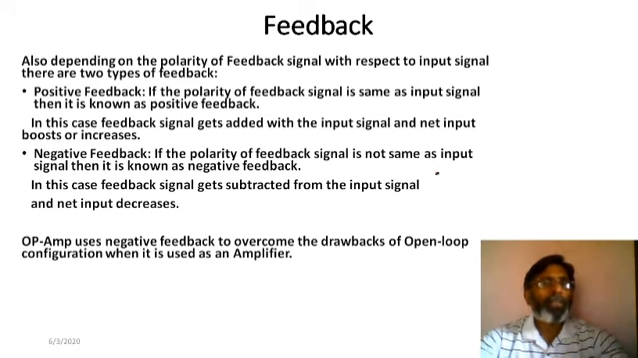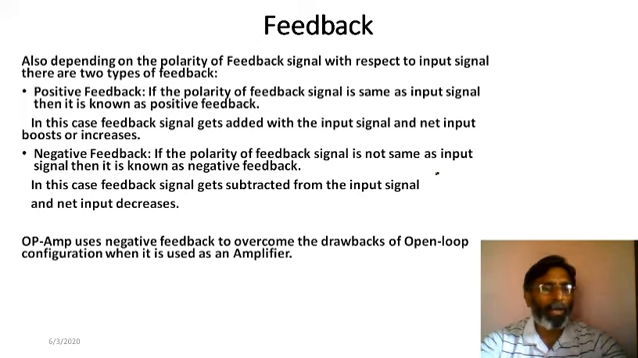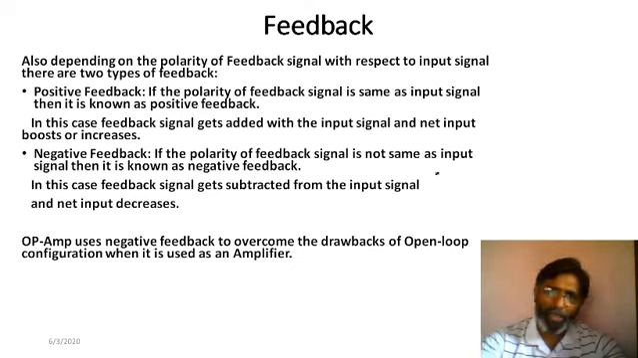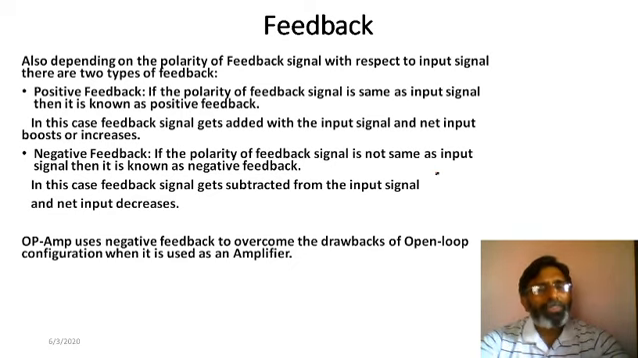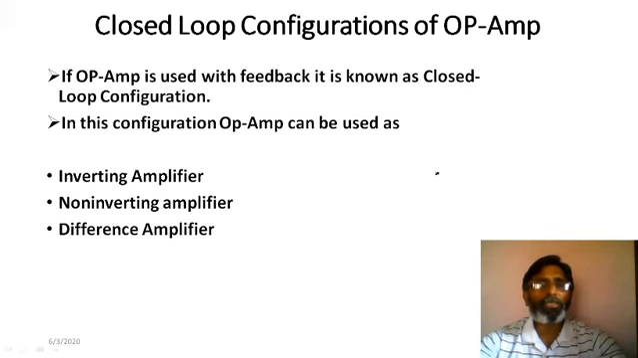Whereas in negative feedback, if the polarity of your feedback signal is exactly opposite to the existing input, then we call this feedback negative feedback. In this case, as the polarity of the feedback signal is opposite to the existing signal, the feedback signal will get subtracted from the input, and because of that the net input will decrease, and the gain will also decrease. So op-amp uses negative feedback to overcome all the drawbacks we have discussed in the open loop configuration. How that is done, we will come to know when we see the actual feedback circuit.